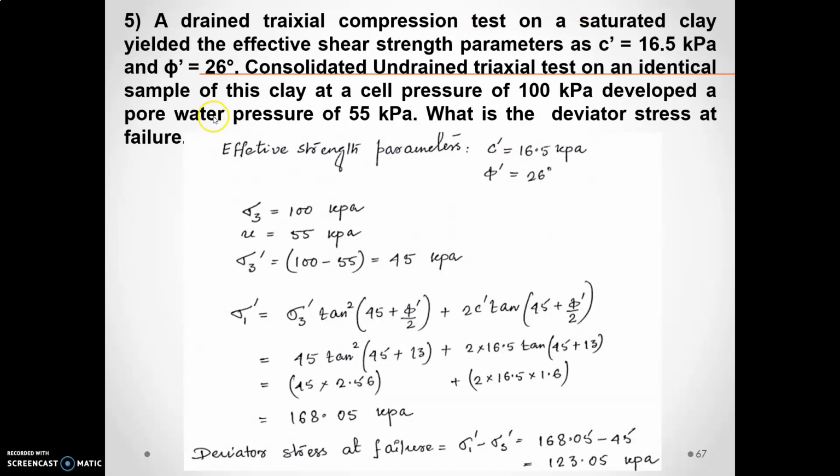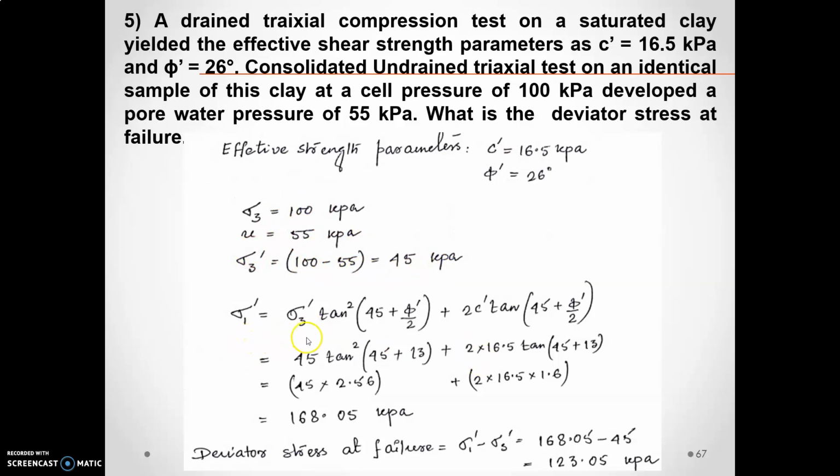Now it is asked to calculate the deviator stress. Okay, it is a drained triaxial compression test on saturated clay. C dash is given, that is 16.5, phi dash is given, 26 degrees, and a consolidated undrained test on an identical sample of this clay at a cell pressure. Cell pressure is always equal to sigma 3, so that is equal to 100 kPa, and pore water pressure u is 55 kPa. So now sigma 3 dash, we know that is nothing but 100 minus 55, that is equal to 45, because from the normal stress you have to deduct the pore water pressure.